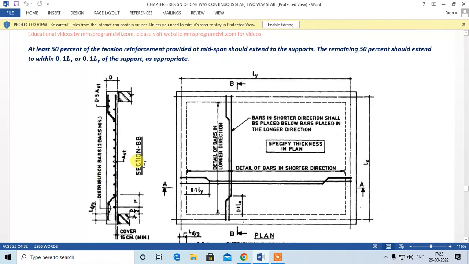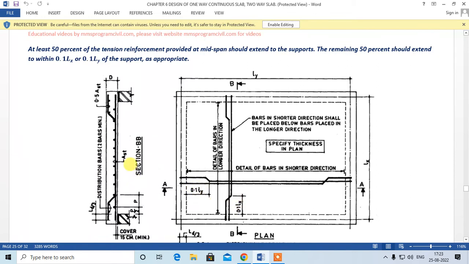In case of a simply supported slab, code says at least 50% of the tension reinforcement at the midspan should be extended to the support. The remaining 50% should extend to within 0.1 Lx or 0.1 Ly of the support as appropriate, right? Okay, so this is a simply supported two-way slab, right? So this is our maximum Astx and Asty, right? And at support, 50% of this has to be taken as a bent up at the top, right? The bent up has to be taken at a distance 0.1 Ly and 0.1 Lx.